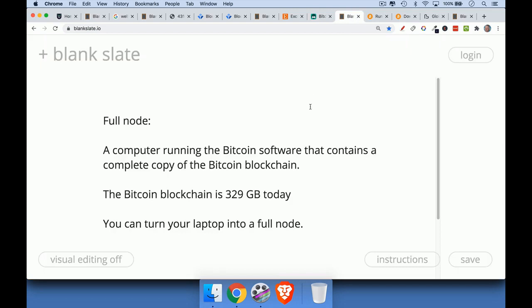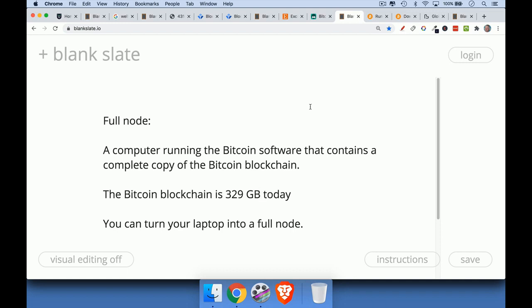So we've talked about the blockchain, just a string of blocks. We've talked about the miners who create the new blocks. Now we're going to talk about the nodes. A node, especially a full node, is just a computer that's running the Bitcoin software, and that contains a complete copy of that entire blockchain. That's why it's called a full node, because it has the whole blockchain on there. Now you can run a partial node, but it's most helpful to the network if you run a full node.